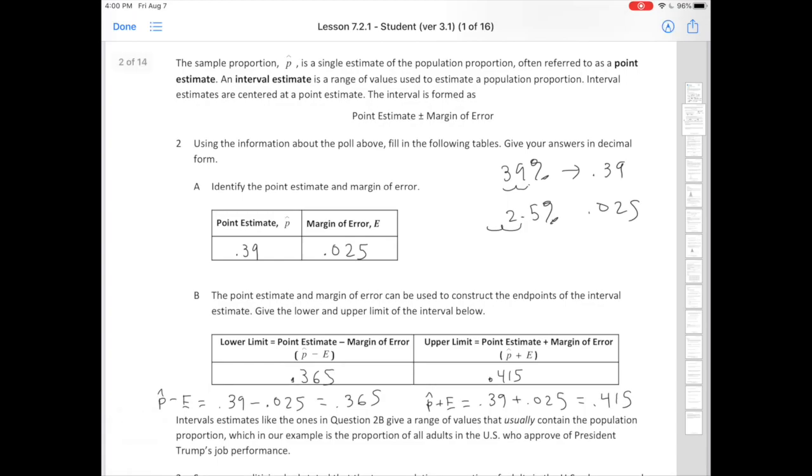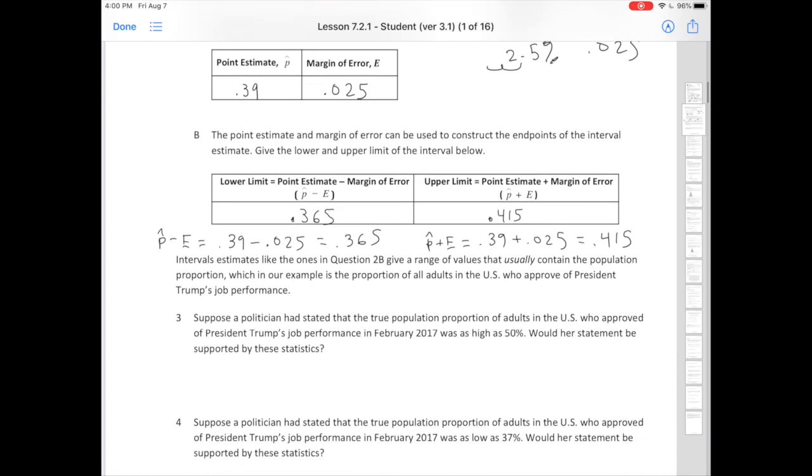Okay. So we got an interval from this, right? The interval is from 0.365 until 0.415. That's the way you want to look at this. Okay? This is called an interval estimate.